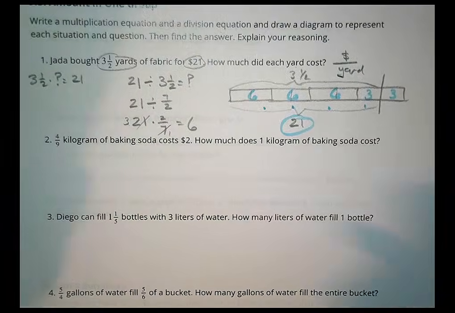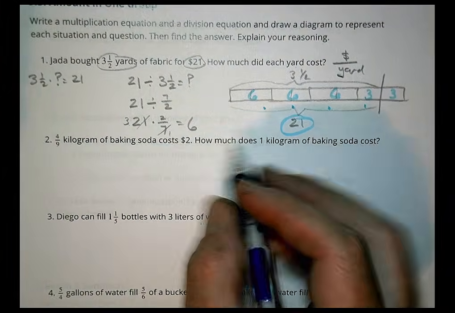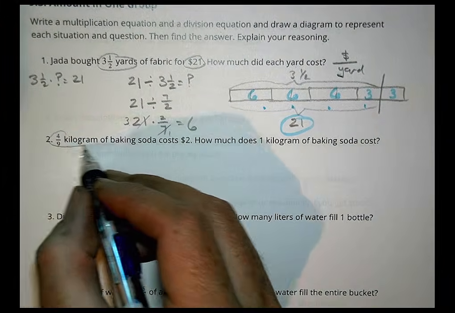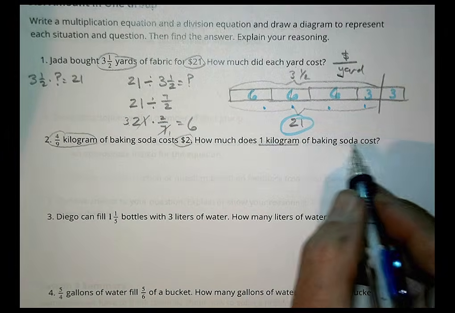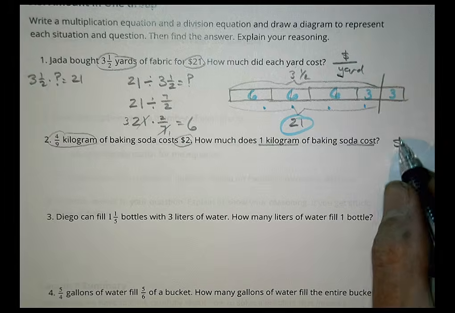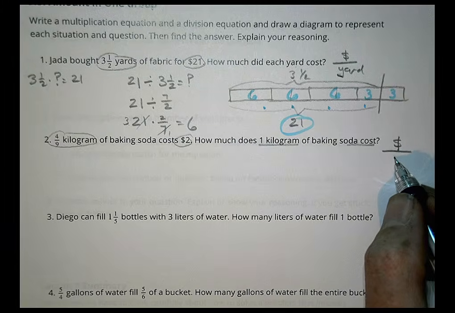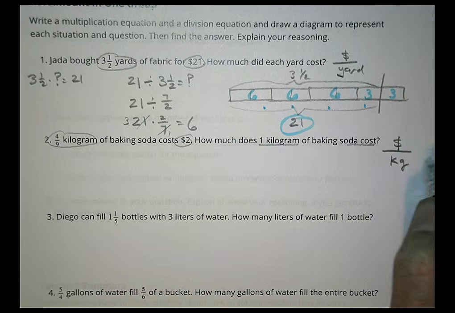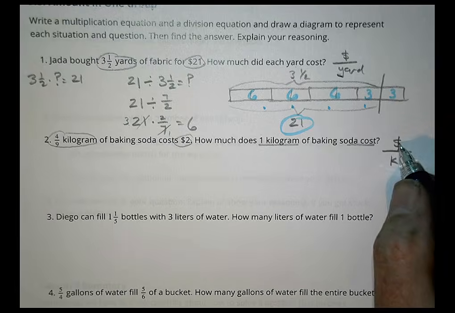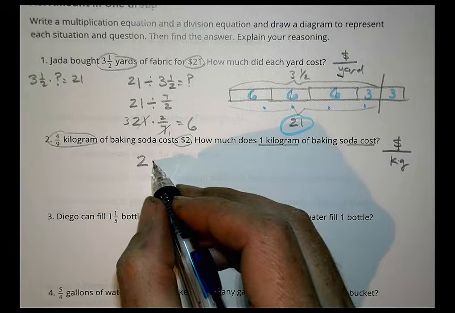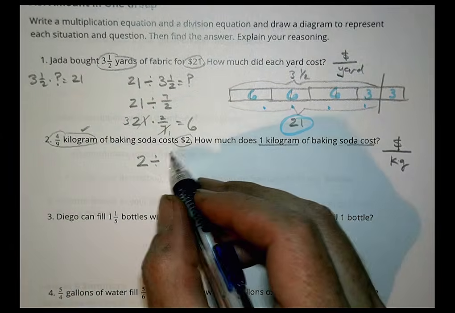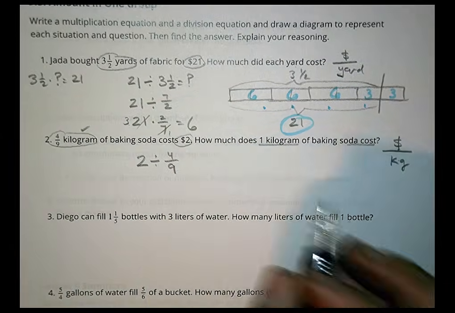Number 2. It says 4/9 kilogram of baking soda costs $2. So 4/9 kilograms baking soda, $2. How much does 1 kilogram cost? So looking at the cost for 1 kilogram, what are we doing? We're taking the cost and dividing it by the kilogram. My cost right now is $2, and I'm dividing it by the kilogram, which is 4/9.